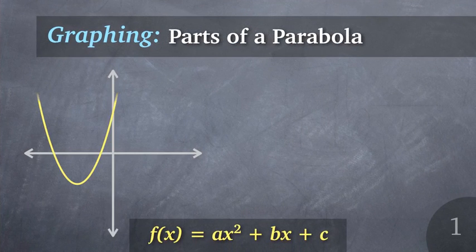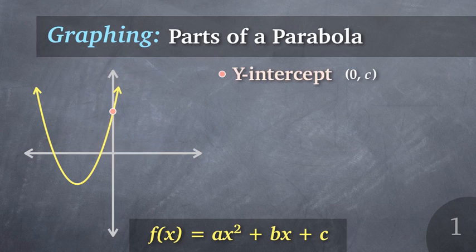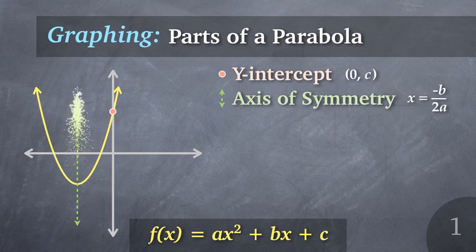All right, so let's talk about graphing, the parts of the parabola. Here we have our general form at the bottom, f of x equals ax squared plus bx plus c, and in the graph we have a nice looking little yellow parabola. The first thing of note is the y-intercept, which is always (0, c). We can find the axis of symmetry by plugging into the formula x equals minus b over 2a. Remember, that's always going to be an equation.